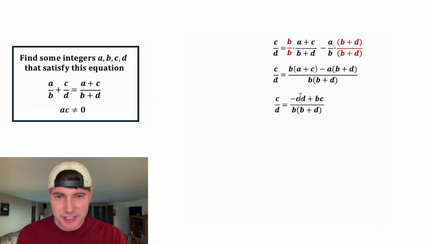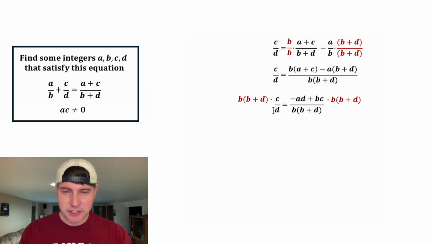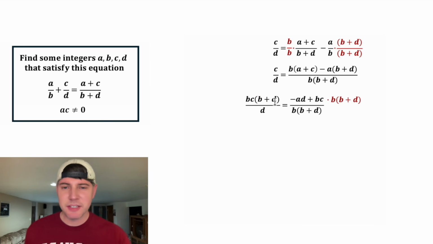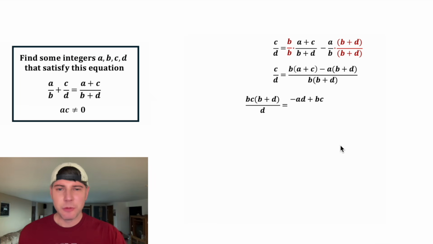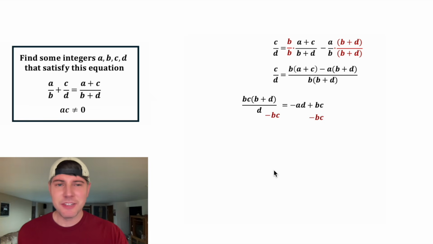We're still trying to get this a all by itself, so there's no a's in the denominator. Let's multiply both sides by the denominator. On the left-hand side, we can combine all this and we can move the c over here. So we have bc times b plus d over d. And on the right-hand side, this on top and bottom will cancel each other out. We'll end up with negative ad plus bc. Next, we can subtract bc from both sides. On the left-hand side, we can stick it in here like this. And on the right-hand side, these will cancel each other out.